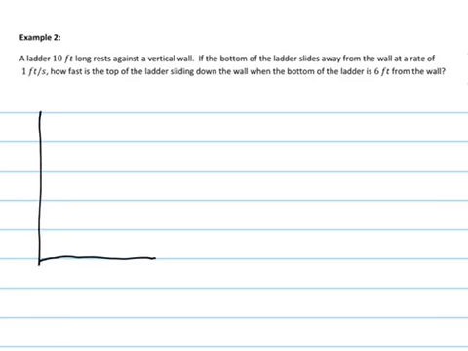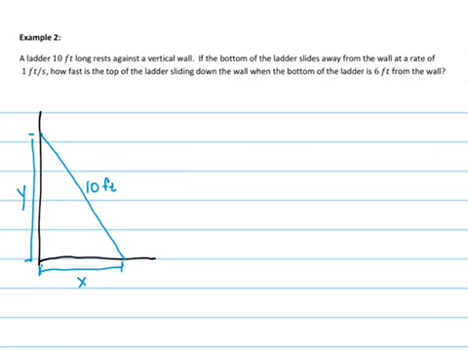I find it helpful, especially in situations like this, to draw a picture, which is rough because I'm not very good at drawing pictures. So let's suppose we've got the wall, the ground, and our ladder. Now this ladder is 10 feet long. We've got the height that it reaches on the wall, which we're going to call y, and the distance from the wall to the bottom of the ladder, which we're going to call x.